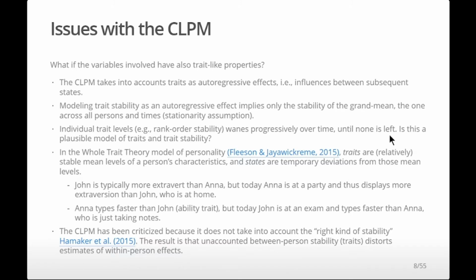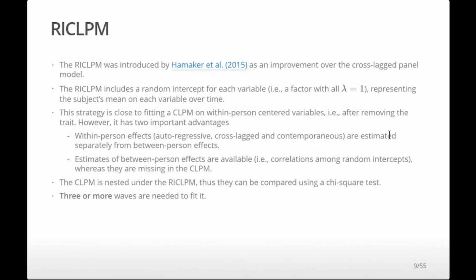It's like the typing speed and the number of typos. Some people type faster, some people type slower, but then at some moment you can type faster than your usual and less than usual. And this is a different type of stability. How do we account for that? With a random intercept cross-lagged panel model.